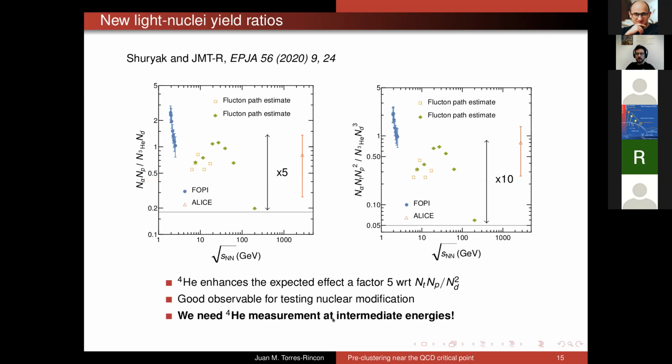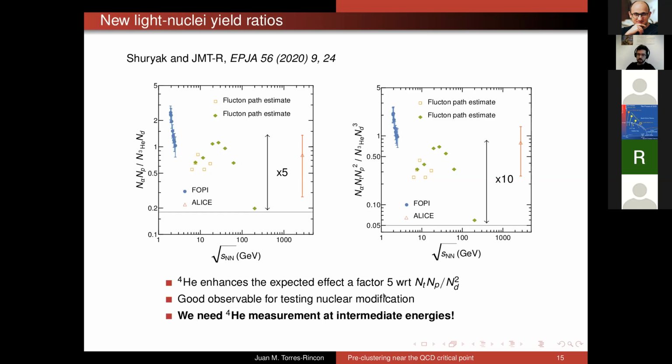If you go now to the third ratio, you obtain this form, again a similar form, but the effect is a factor of 10. So with these ratios that now involve helium-4, you enhance the effect by a factor of 5 with respect to Triton. And the only assumption here is that the whole effect is due to the modification of the potential close to the critical point. So that would be a test of precisely this hypothesis. And of course, my message here for experimentalists is that we need measurements of helium-4.